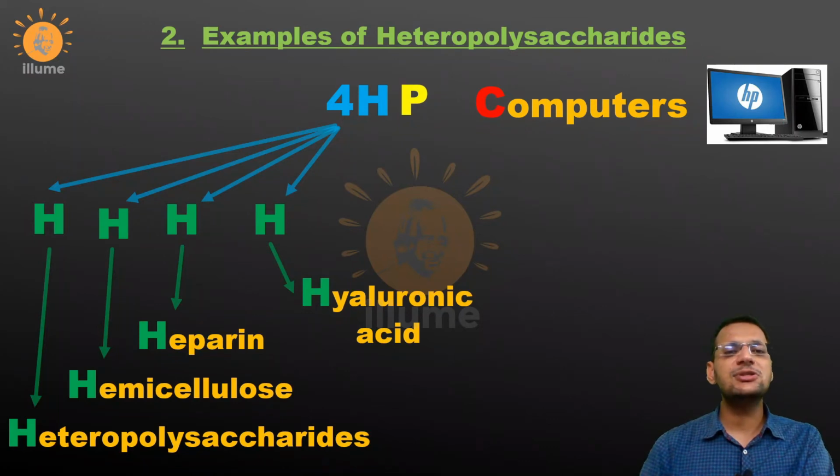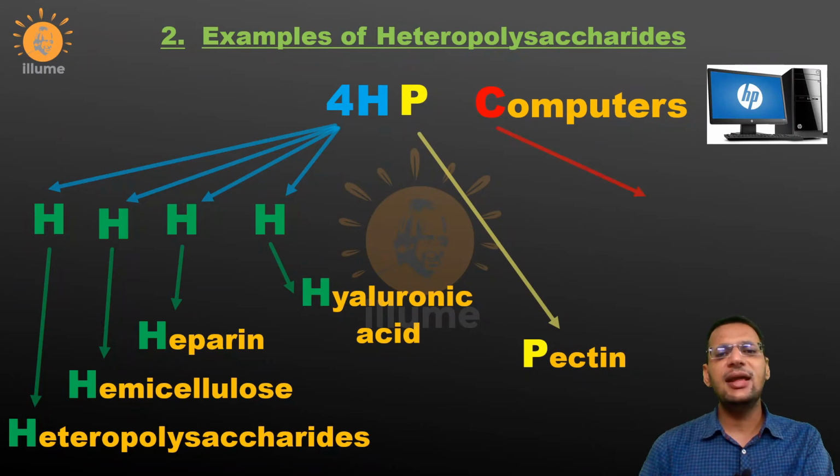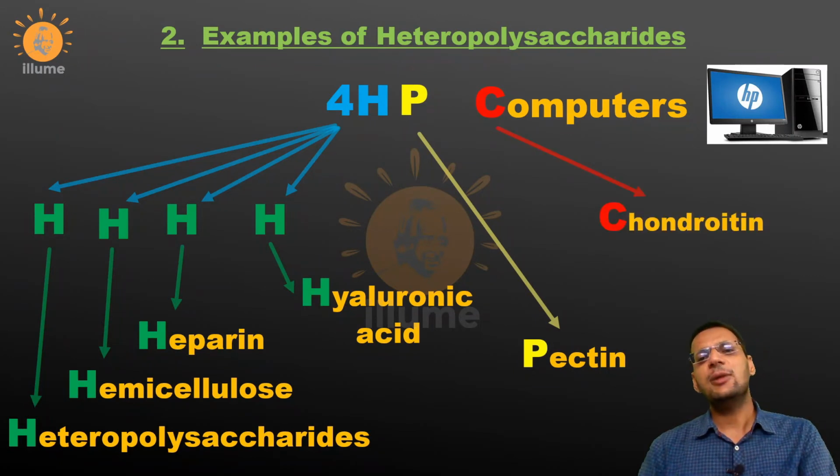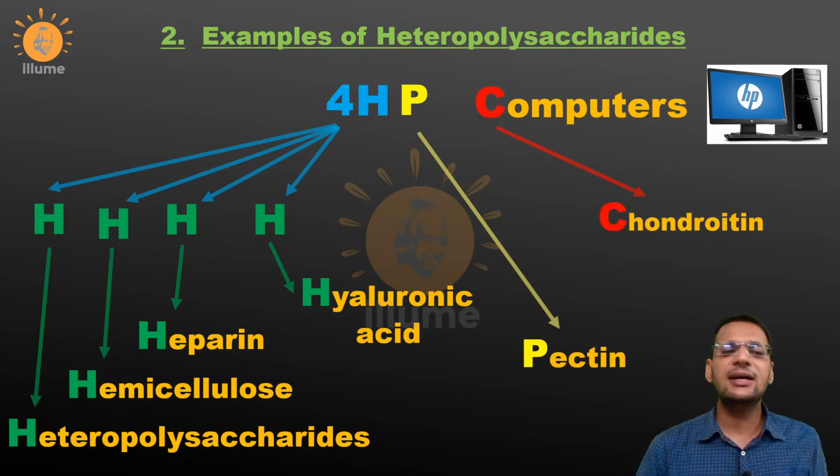These are very important questions and have been asked many times in exams. Next is P means pectin, and C means chondroitin. That means chondroitin, pectin, hyaluronic acid, heparin and hemicellulose are examples of heteropolysaccharides.